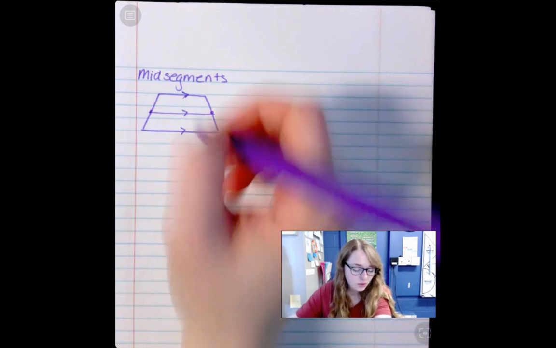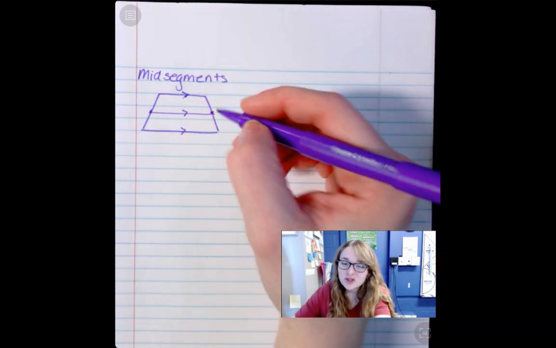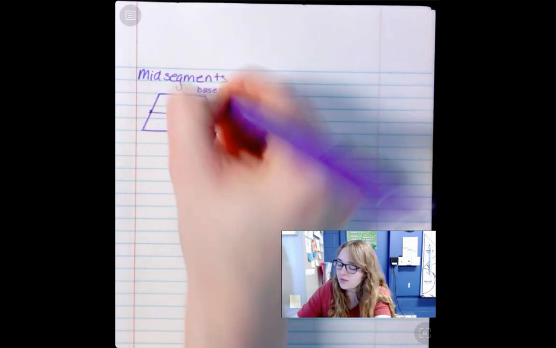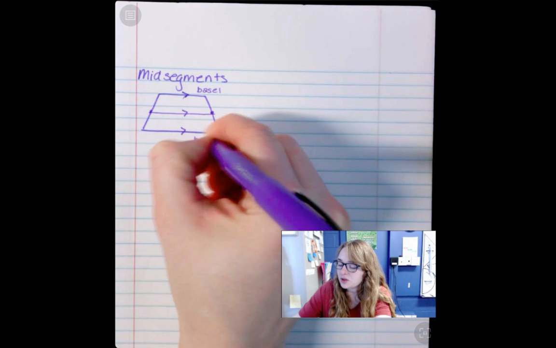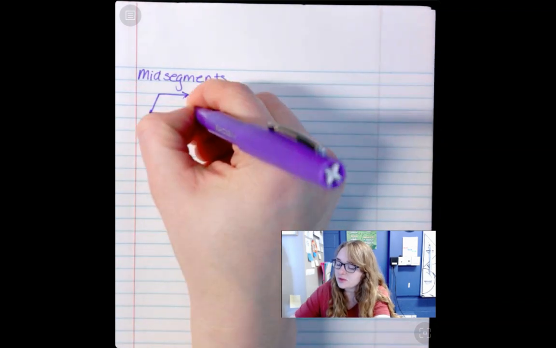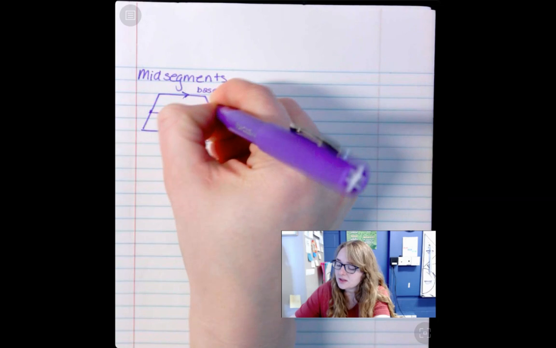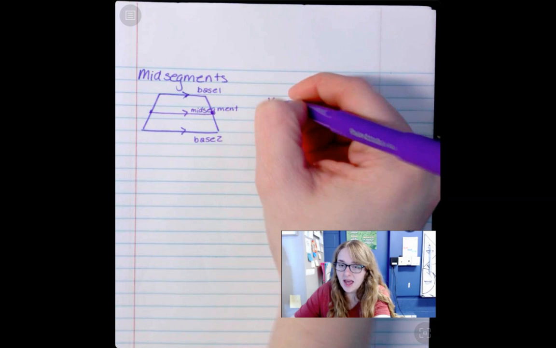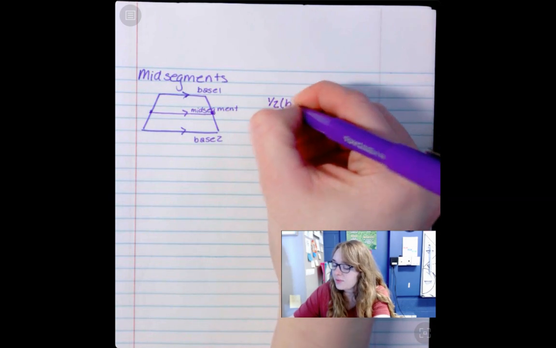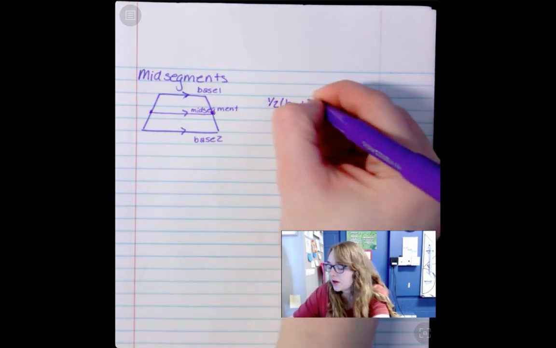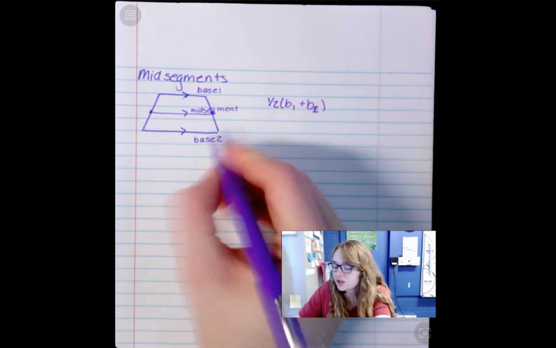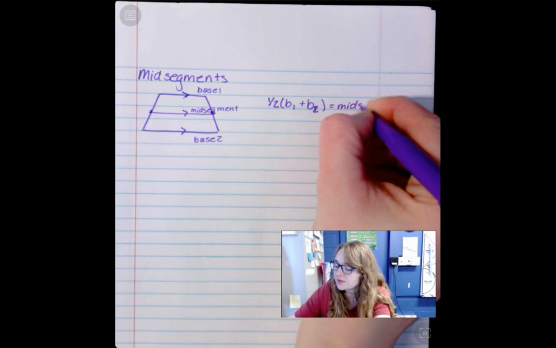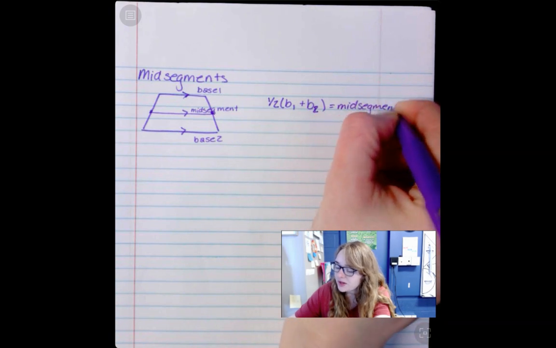And the second cool rule is that we have a formula to solve for the length of the mid-segment. I'm going to name the top base base 1 and the bottom base base 2, and then this just being the mid-segment. And our formula says that if we take half of our base 1 plus our base 2, so we add the two bases together and then divide by 2, that will give us our mid-segment. So let's go ahead and do an example of that.